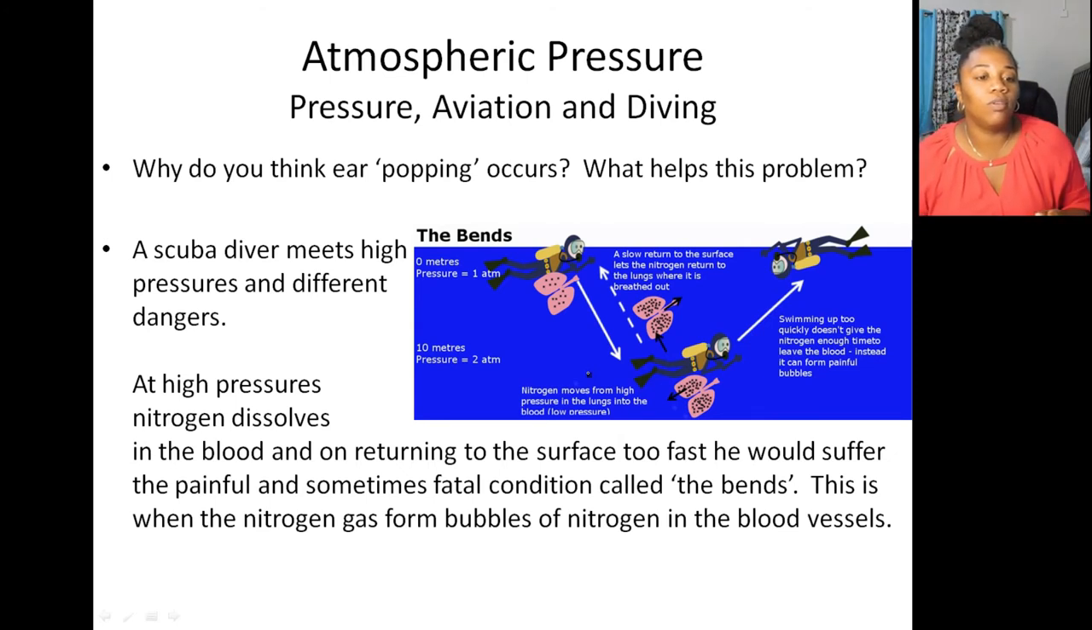So a scuba diver meets high pressures and different dangers. Remember, we spoke about that. And we're going to learn why. And that's simply because, I don't even have a can or a bottle of soda because I don't drink that stuff, but what happens is that it's like this.